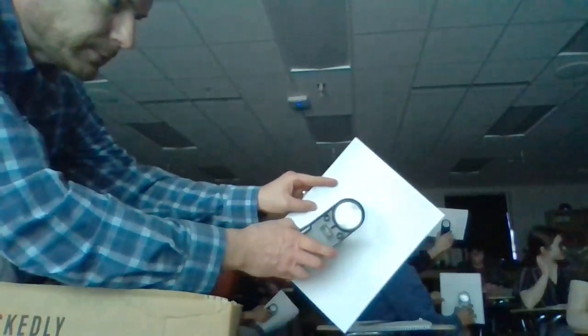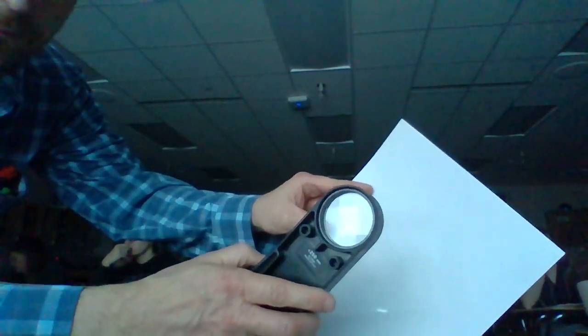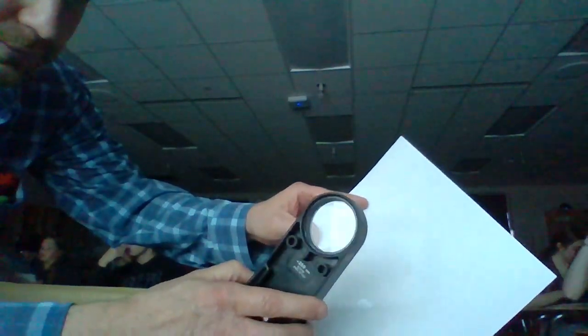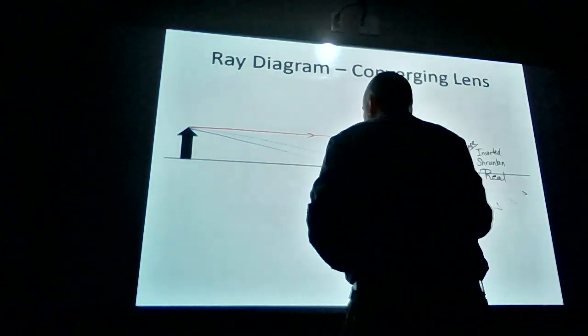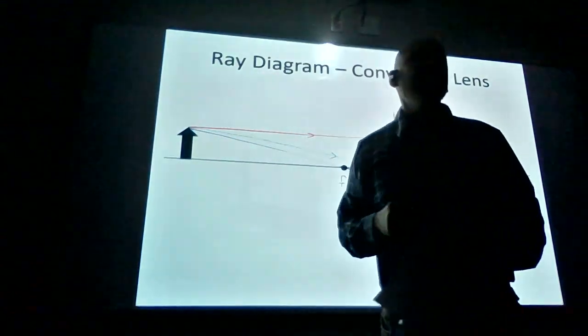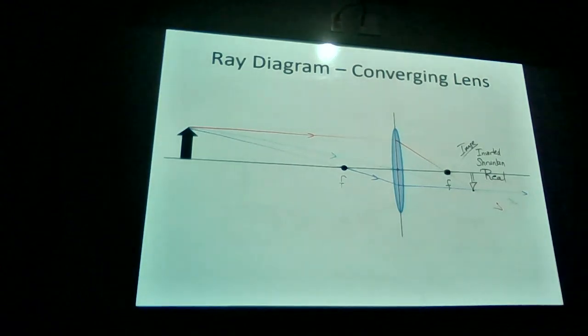I don't know if you can see that. It looks cooler when I'm standing there, but anyway, there you go. Yep. How do you know? Height. Okay, and then what is? Oh, and inverted is upside down. Yep. And real is they all cross. Yep. Okay. All right. Here come the lights.